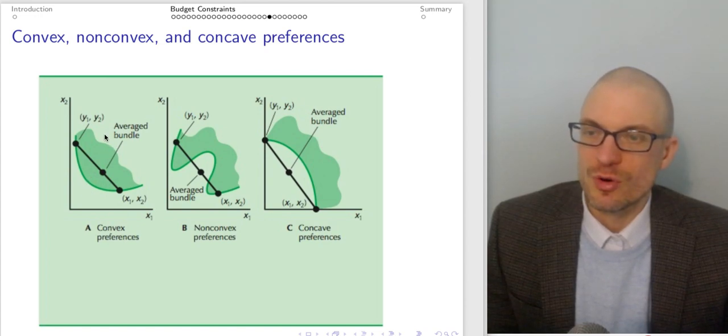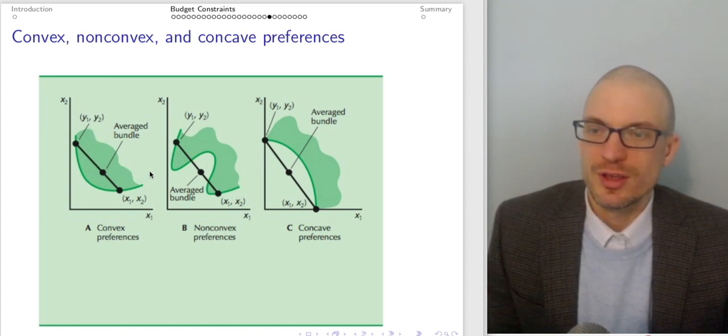Better bundles are to the northeast. So if you drew an indifference curve here, it'd be a higher indifference curve. The indifference curve going through here is going to be a higher indifference curve than this one, meaning it's going to correspond to a higher level of preference.